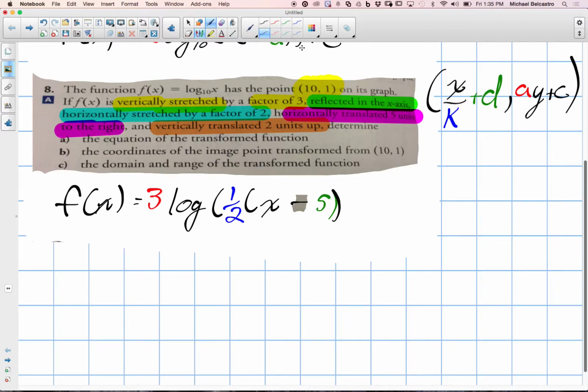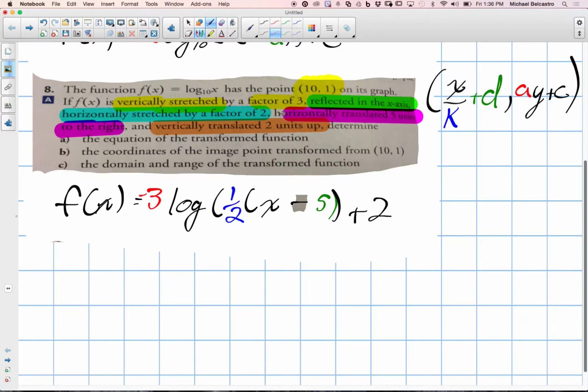And finally, what about our c value here? Which one deals with our c value? There's only one left, I think. Yes, +2, right? It's going up 2 units. Did I miss anything? Yes, what did I miss? Reflection on the x-axis. So which value does that affect? Which value does a flip on the x-axis affect? A value. So what do I have to do with the a value? Right, as a negative. So this should be our equation for our a, and maybe we can test it out.